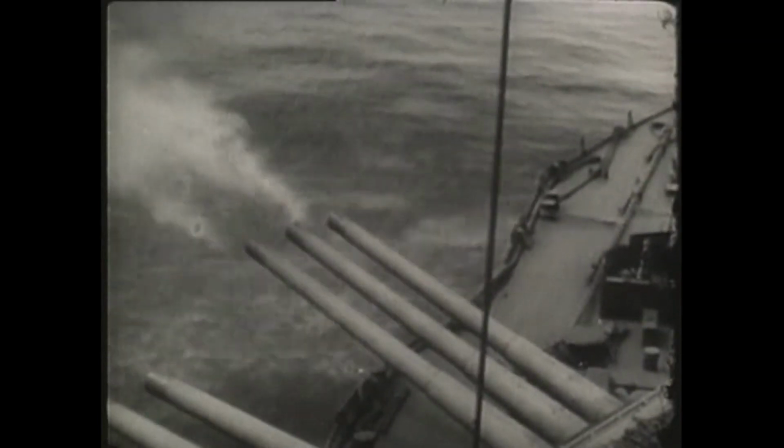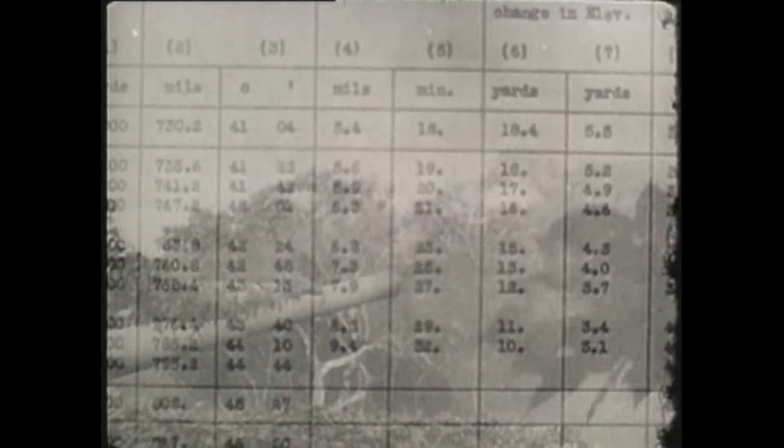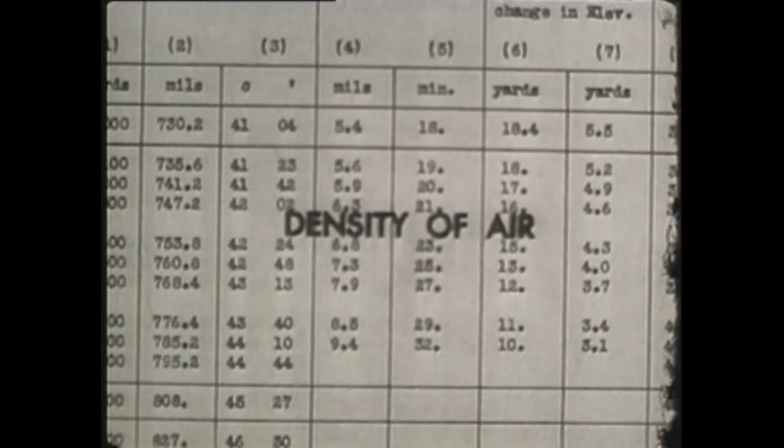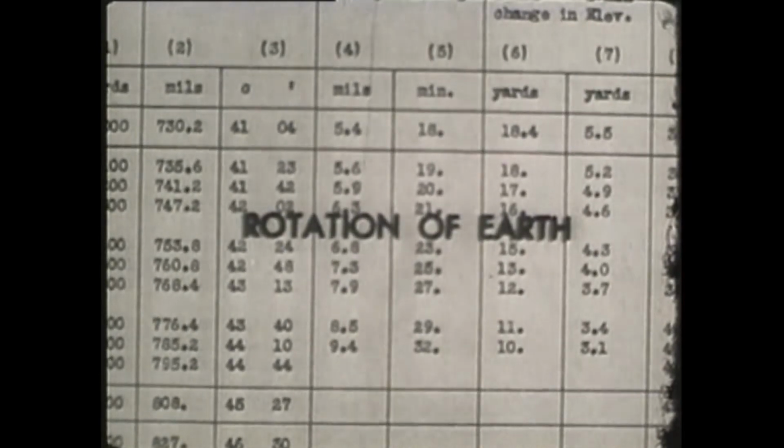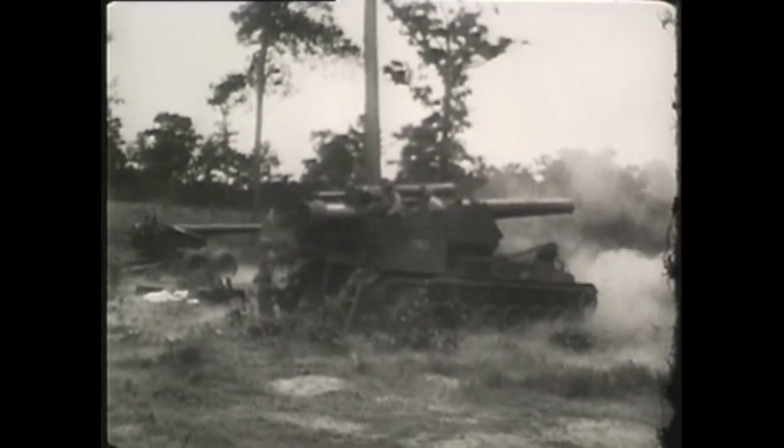For long-range fire, we must consider, in addition to gravity and drag, the effects of varying density of the air, the temperature of the air, winds over the trajectory, and the rotation of the Earth. The basic problem of the exterior ballistician is always the same: to study, improve, and predict the behavior of projectiles or missiles in flight.